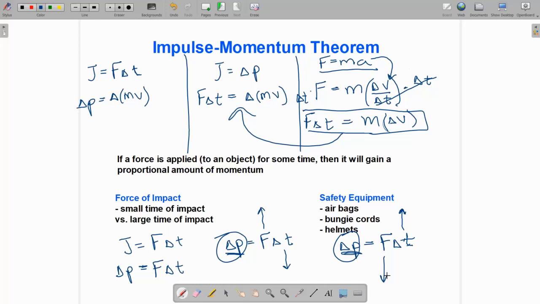This is very practical and useful for us in real life, and I think you'll start to see examples of momentum and change of momentum all over the place once you start thinking about it. So that's just a brief intro to impulse and momentum. We will talk about collisions and different types of collisions more in depth in another video.